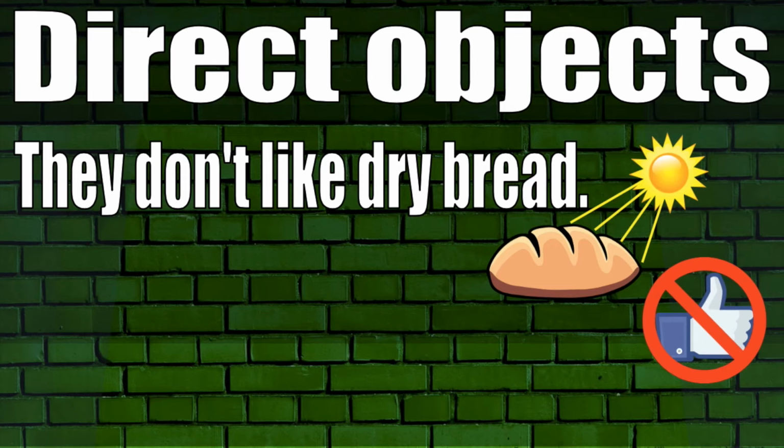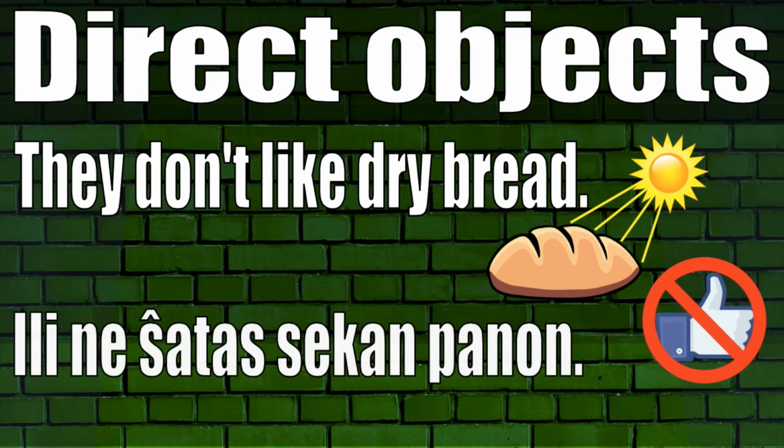sentence, they don't like dry bread? For this, we would say, Ili ne ŝatas sekan panon. Notice that we said ne ŝatas because they don't like dry bread. And both seka and pano have the n ending because pano is the direct object of the verb ŝatas, and seka is describing pano, so they both have the n ending.